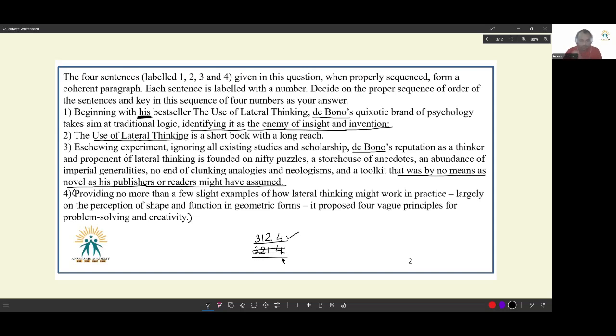Okay. This goes away. Identifying it is a short book with a long reach. And this is also wonderful. See, after 2, 4 should come because providing no more than a few slight examples of how lateral thinking might work in practice, it proposed what? What would be proposed? It would propose, or what is this it being referenced to here? It is the short book being referenced here. So 3, 1, 2, 4 will be the answer to this question. Okay.